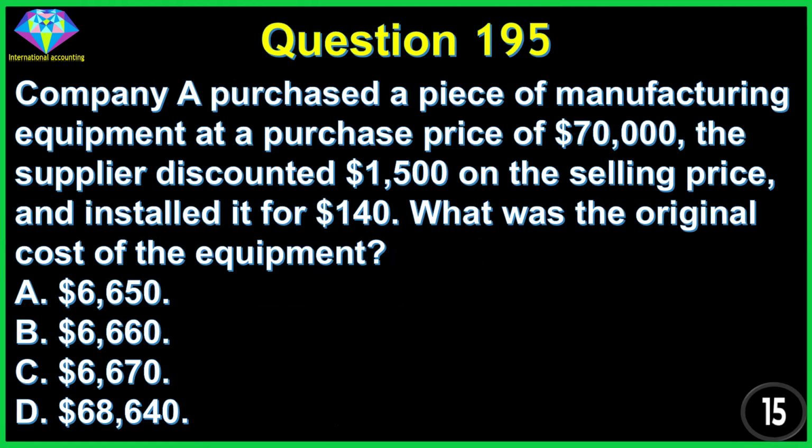Company A purchased a piece of manufacturing equipment at a purchase price of $70,000. The supplier discounted $1,500 on the selling price and installed it for $140. What was the original cost of the equipment? A. $6,650. B. $6,660. C. $6,670. D. $68,640. The answer is D. $68,640.